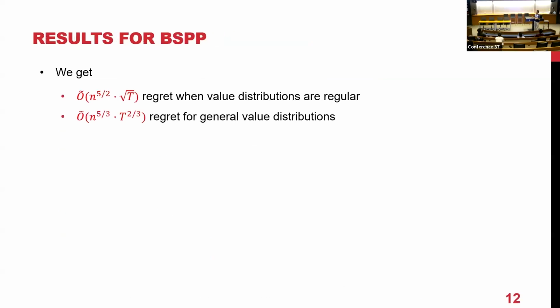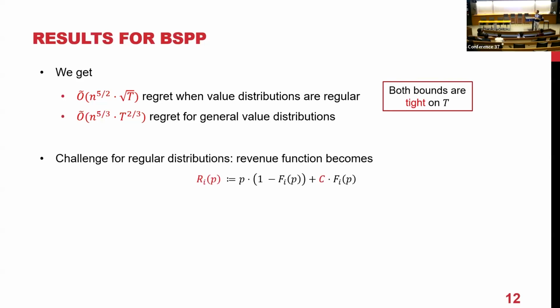For this model, the result we get is n to the 2.4 times square root T regret when the valuation distributions are all regular. While for the general setting, we have something like n to the 5/3 times T to the 2/3 regret bound. And what I want to point out here is that both bounds are tight in T.